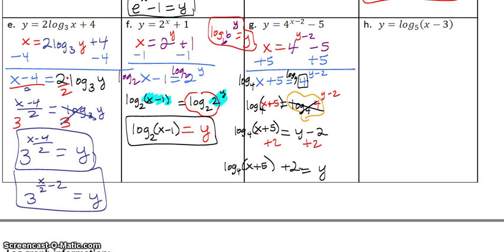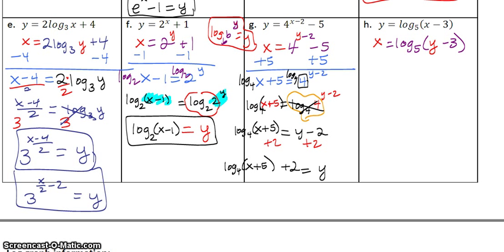Alright, one more before we move on to our part 2 video. I've got y equals log base 5 of x minus 3. Step 1, switch your x and y. Step 2, solve for y. And this time what I notice is there's nothing else I can add or subtract because this whole thing is in parentheses, so that's locked in there.